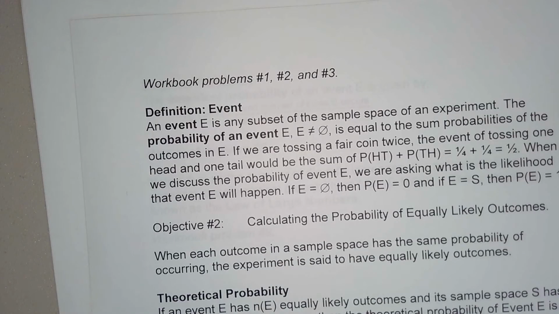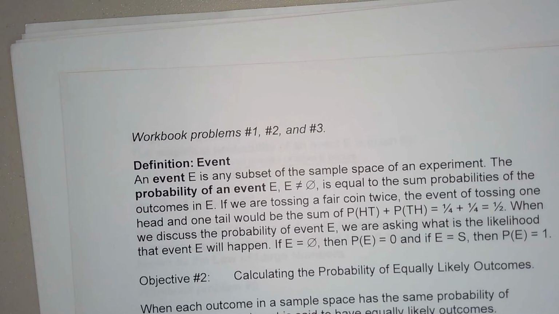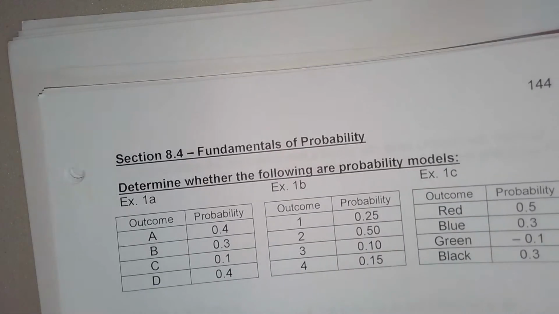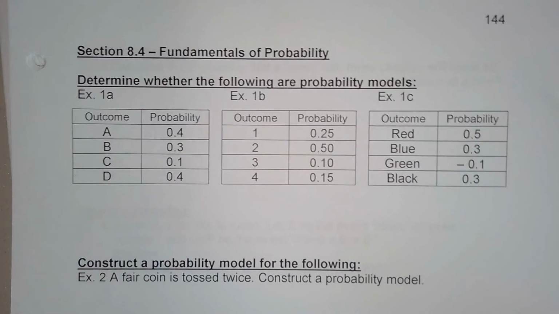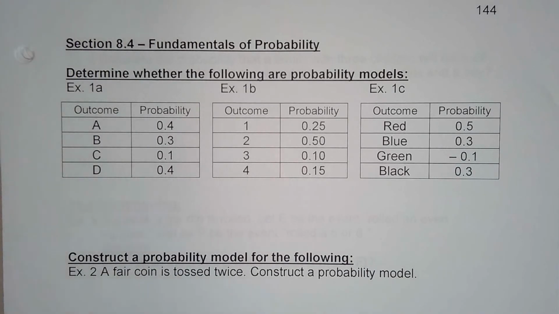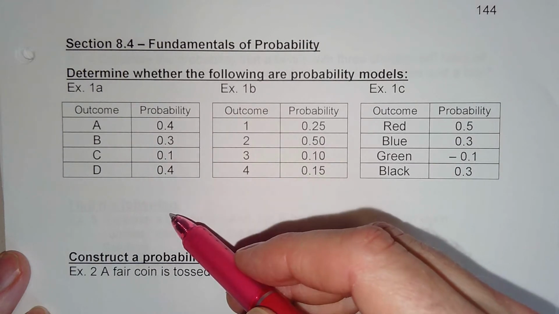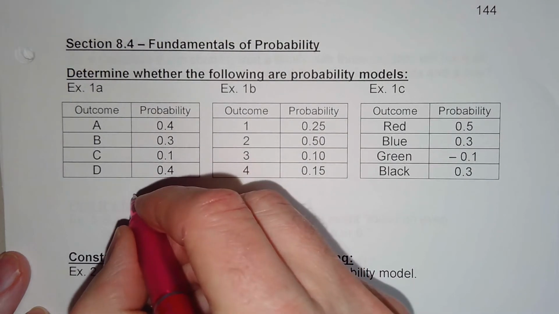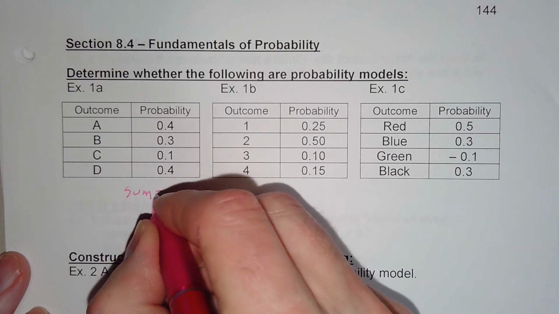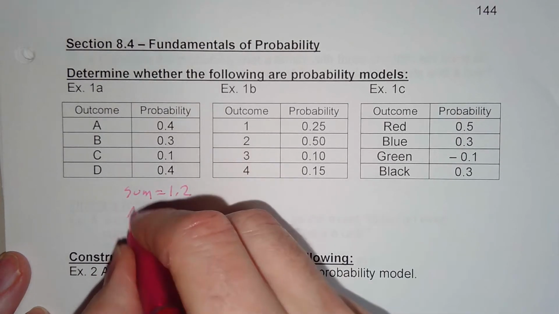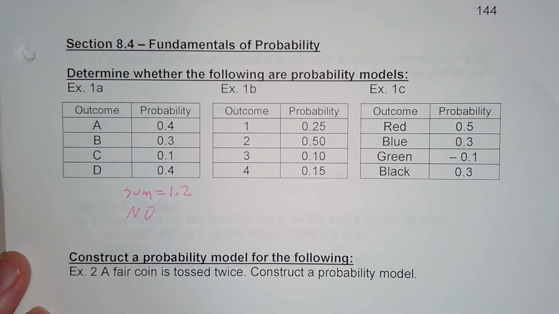So let's turn to page 144 of our workbook and take a look at problem number 1. We want to determine whether the following are probability models. So two conditions: each probability has got to be greater than 0, and the sum of the probabilities has to be 1. Here, each one is greater than 0, so that's true. But if I add up the probabilities, the sum would equal 1.2. So this would be no. This is not a probability model.